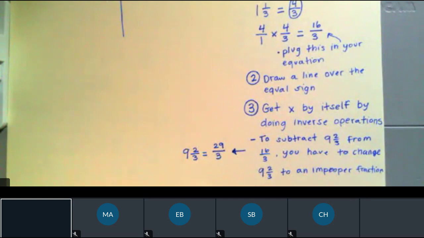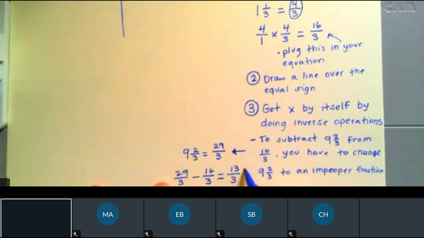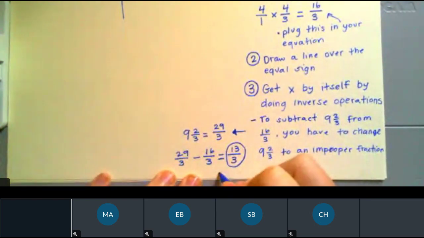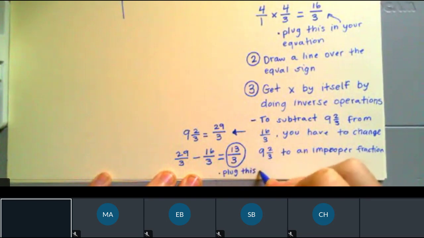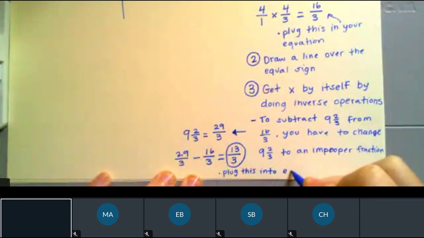And then now we can subtract, right? So let's do 29 over 3 minus 16 over 3 equals 29 minus 16 is 13. Keep your denominator the same, which would be 3. Okay, and circle that. And I'm just going to put a little period. Plug this into equation.